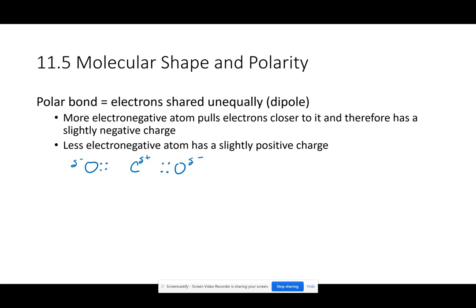If I were to draw the dipoles, the positive would be the carbon. And so you look at each bond individually. And so both dipoles are going to start at the carbon and then point out to the oxygens.